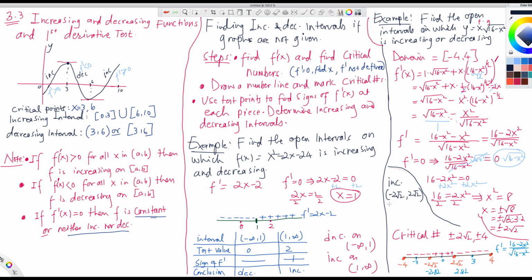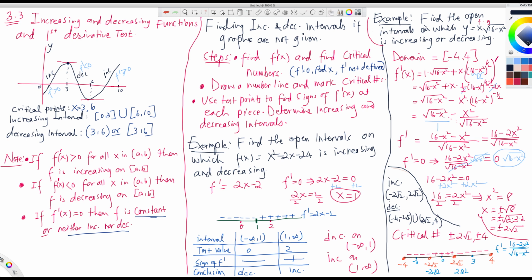And what is the decreasing interval? Decreasing will be the piece where it has negative sign. So negative 4 through negative 2 root 2, and then union, or you can separate by comma, 2 root 2 through 4, open. So you can separate that by comma, or you can write union. Both of them should work. It depends on what the online homework asks. All right, so this is the decreasing interval because it has the negative sign.